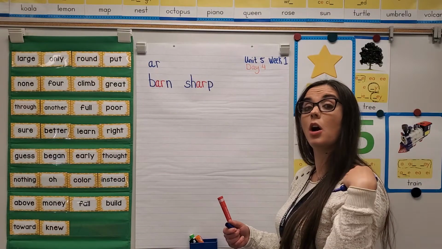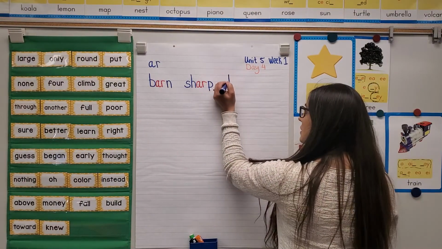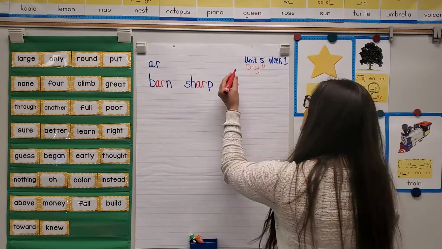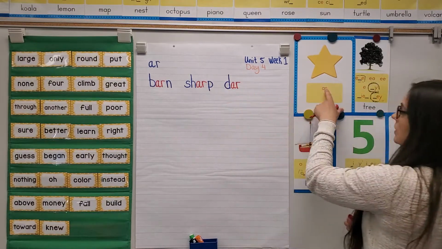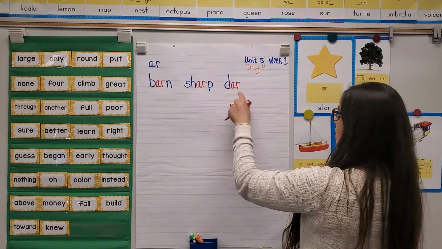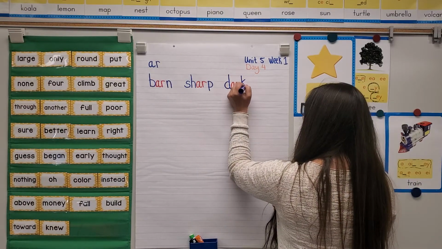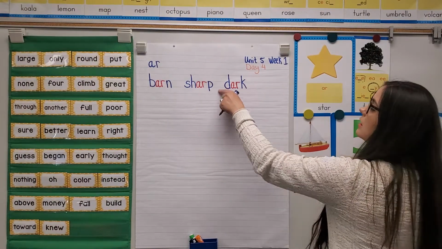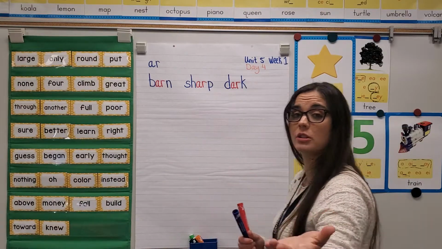All right, next word, dark, your turn. Duh, R, k, dark. D says duh. A-R, R, duh, R. K says ka, duh, R, k, dark.